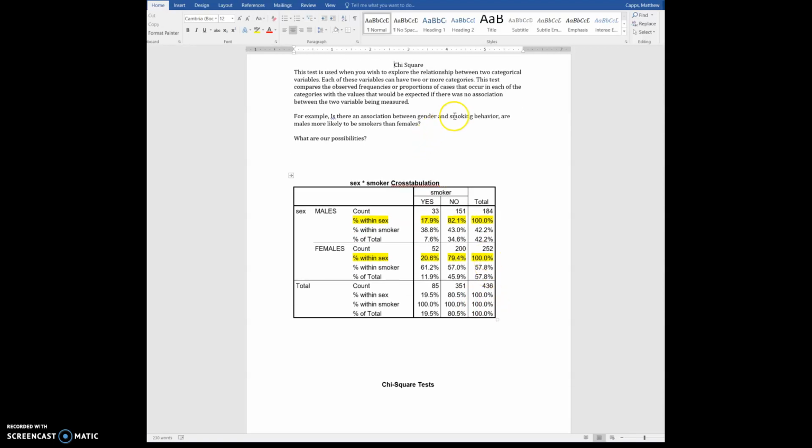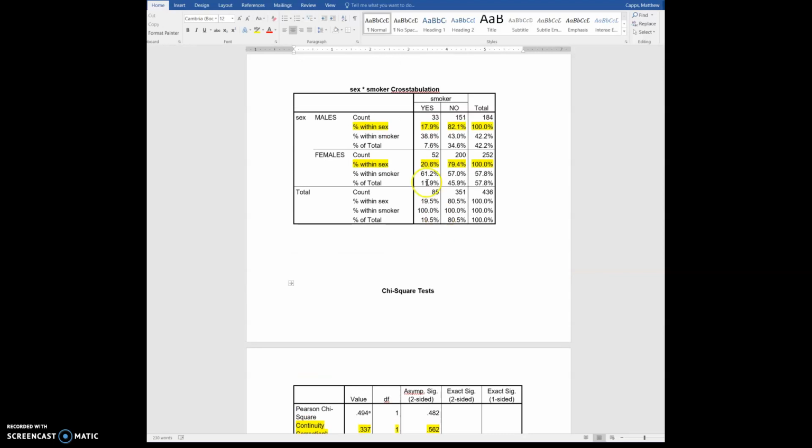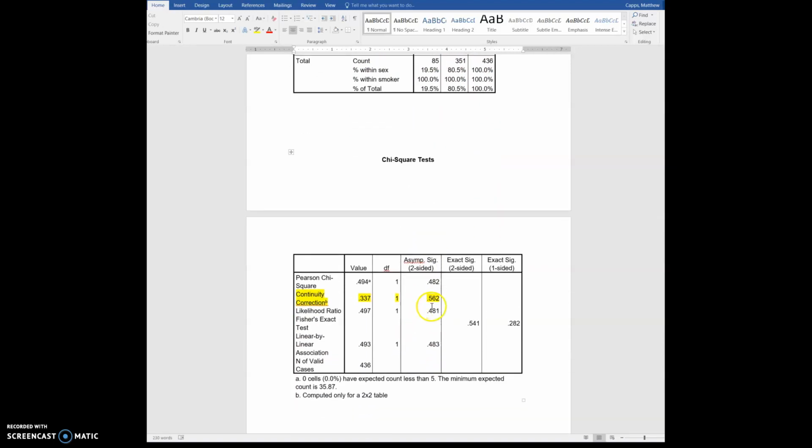So the question was, is there a relationship, or do more males smoke than females? So there's a lot that goes into this, but basically what it comes down to, and again, there's some minute detail you're going to learn later on, is we're looking for exact or asymptotic significance. Because this number is not less than 0.05, then we would say, no, it doesn't appear that gender has anything to do with smoking. And if you were to look at this data up here, based upon the percentages, you'd say, yeah, that's probably about right. But the test actually does that for you. And that's all there is to a Chi-square.